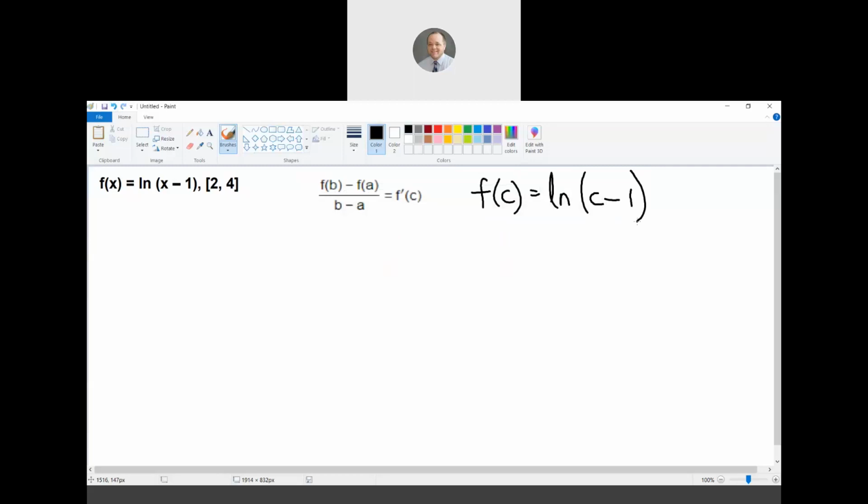Now we can take the derivative of C. So f prime of C is equal to 1 over C minus 1 times the derivative of C minus 1. And the derivative of C minus 1 is just 1. So f prime of C is just the fraction 1 over C minus 1.